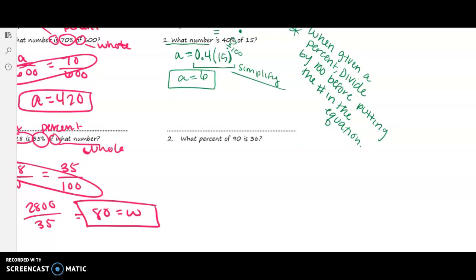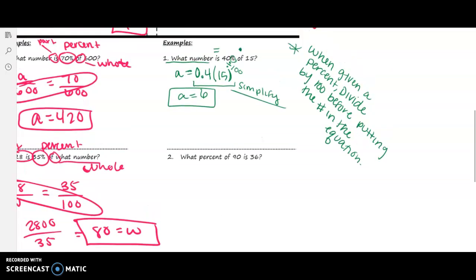All right, so we're going to go to example 2. Let's annotate. We have what percent, of means multiply, 90, is means equals, 36. So what percent? We know we're looking for a percent, and so we have P.